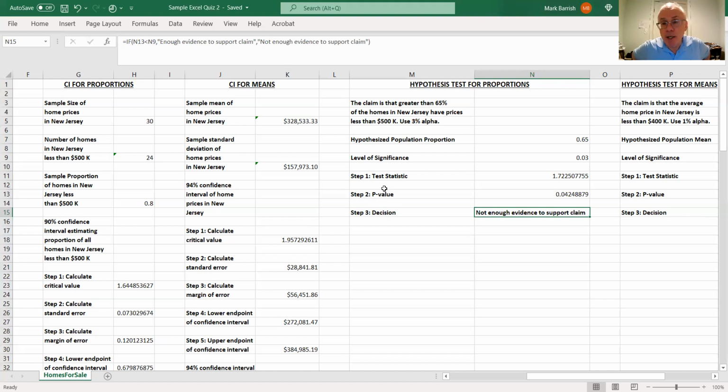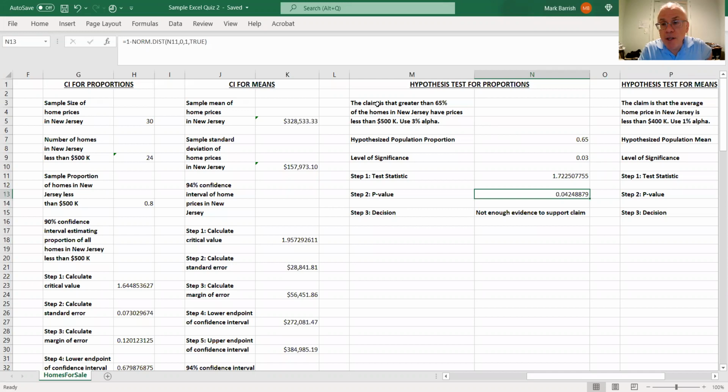Many of you probably don't know how to do this, so please use this decision thing here. Now, because I have a level of significance listed here, and I have my p-value listed here, we know the decision is when the p-value is less than the level of significance, we reject the null hypothesis. Now, when we reject the null hypothesis, we are also supporting the alternative hypothesis. In other words, in this case, the alternative hypothesis is the claim.